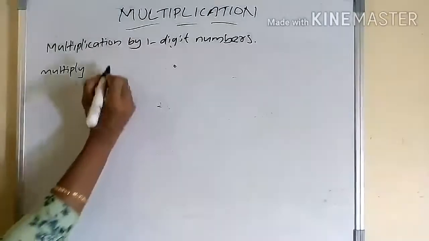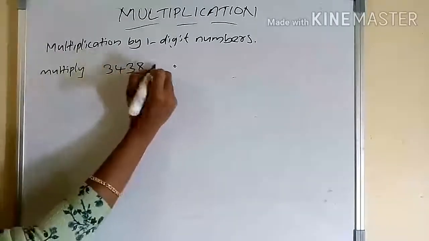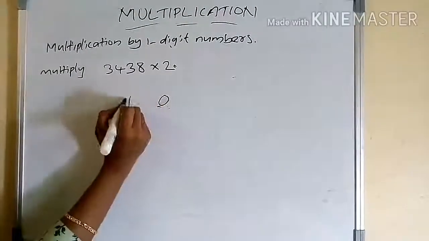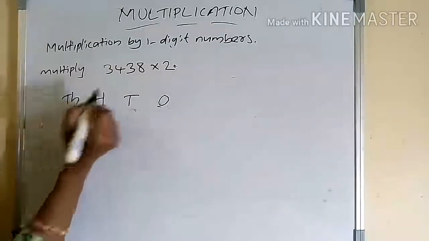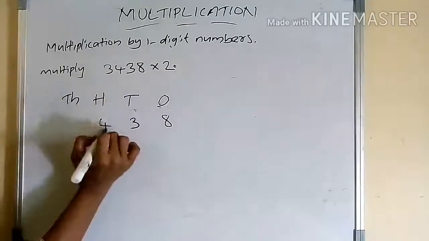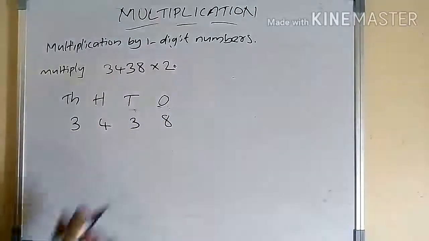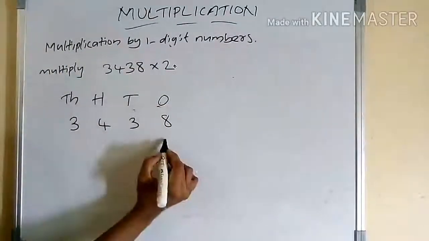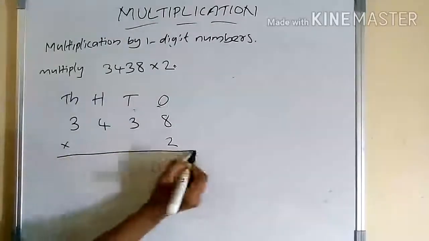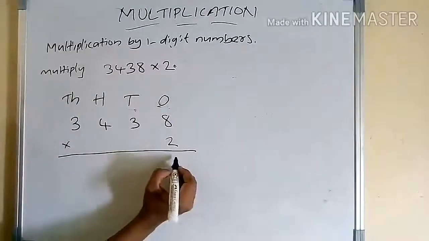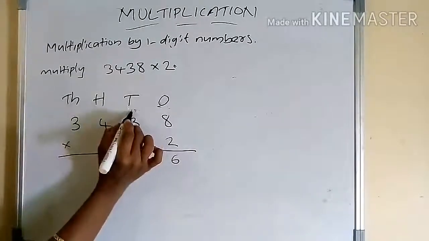See one more example. Multiply 3438 into 2. It's a 4-digit number, so write ones, tens, hundreds and thousands columns. In this number, how many ones? 8. How many tens? 3. How many hundreds? 4. How many thousands? 3. Next, consider the second number 2, that is the multiplier. This is a 1-digit number, so how many ones? 2. Multiply these numbers. First we multiply 8 into 2. The answer is 16. You cannot write 16 in the ones column, only write 6 in the ones column. The remaining 1 is carried over to the tens column.